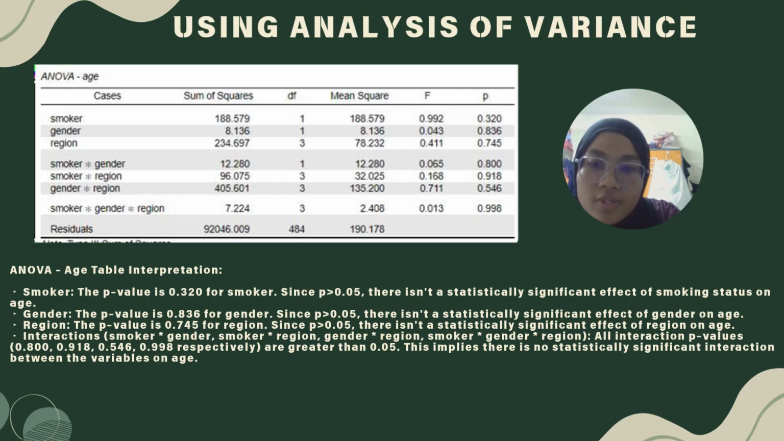For region, the p-value is 0.745. Since p is more than 0.05, there isn't a statistically significant effect of region on age. So the last one, interaction: smoker by gender, smoker by region, gender by region, and the all-interaction p-values 0.800, 0.918, 0.546, 0.998 respectively are greater than 0.05. This implies there is no statistically significant interaction between the variables on age. That's all from me.